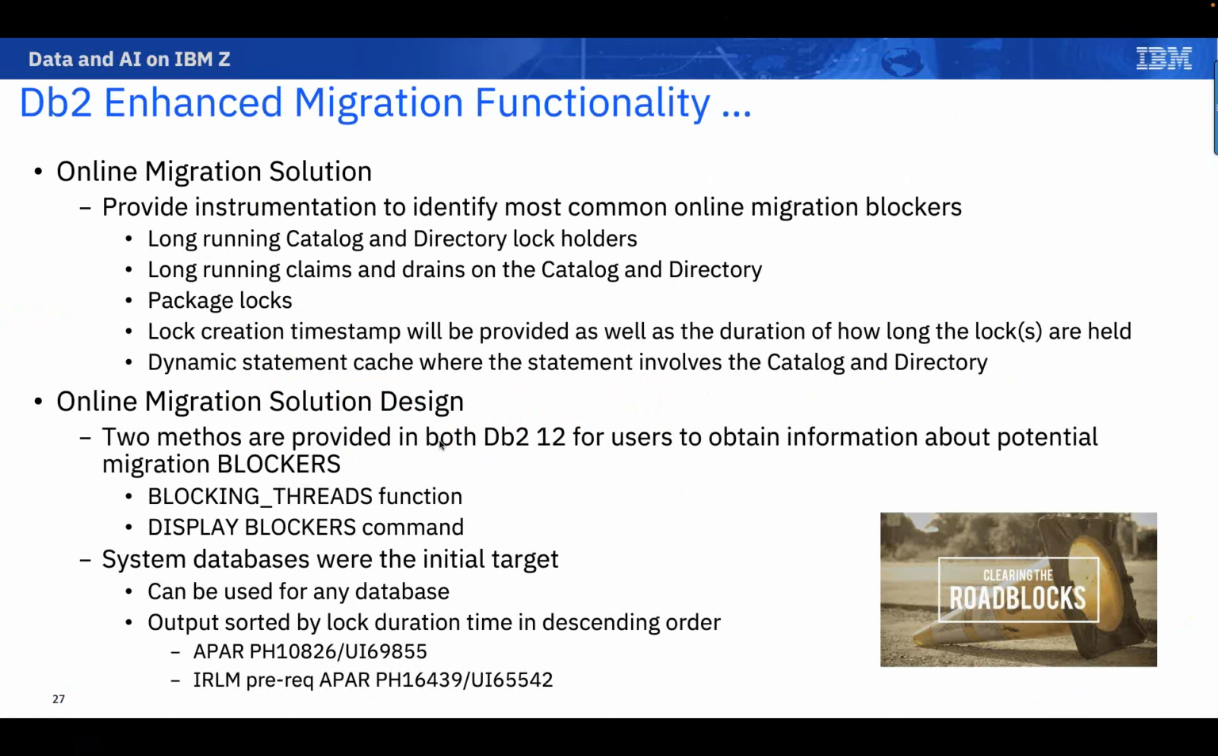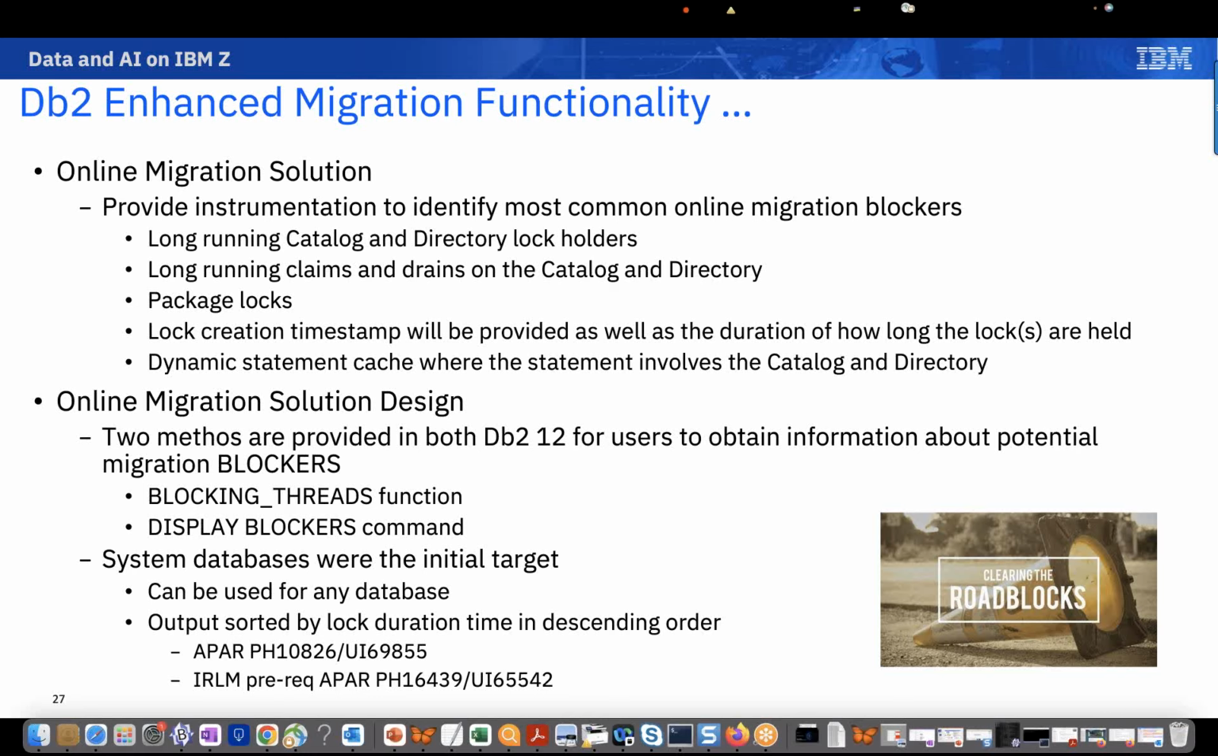And if there are applications that are locking up the catalog, we're not going to be able to do some of these things. So what we thought we would do is provide instrumentation that would allow you to identify the most common online migration blockers. And these might be long running catalog and directory lock holders. And in my experience, Anthony might have some of these as well.